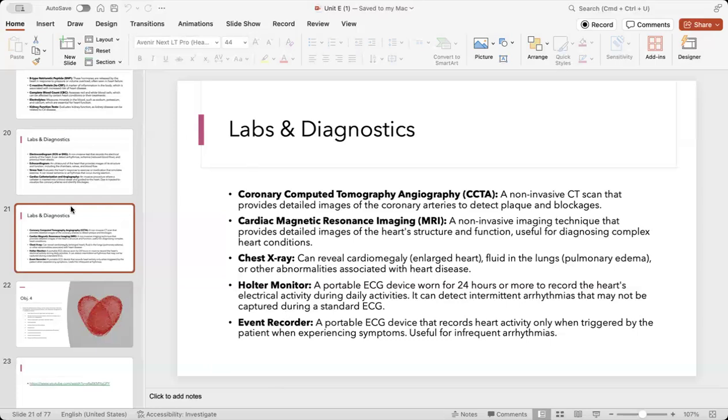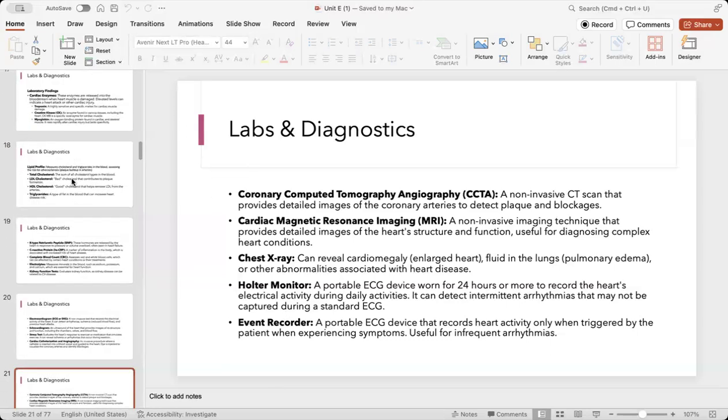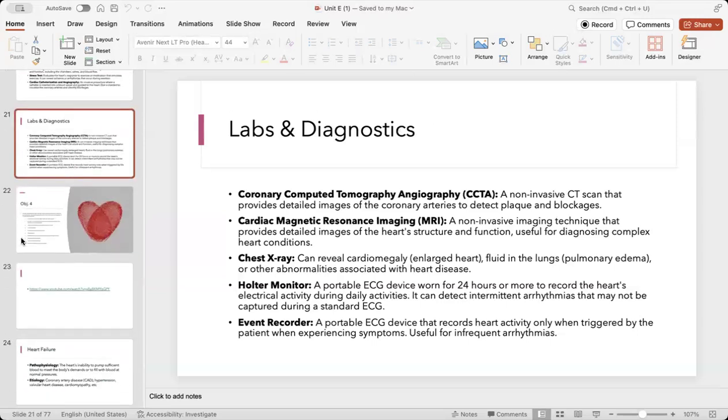So are there any questions on the labs and diagnostics under that objective? Is that pretty clear?